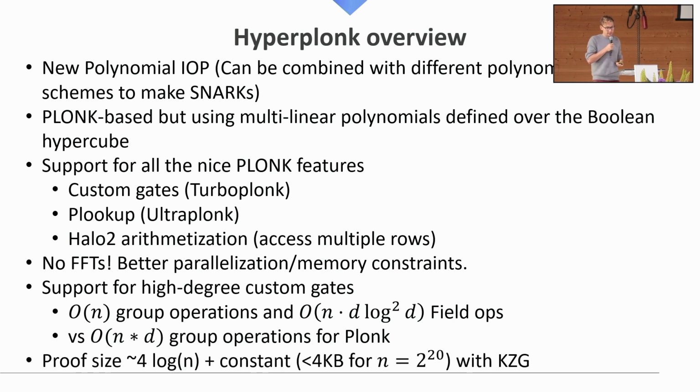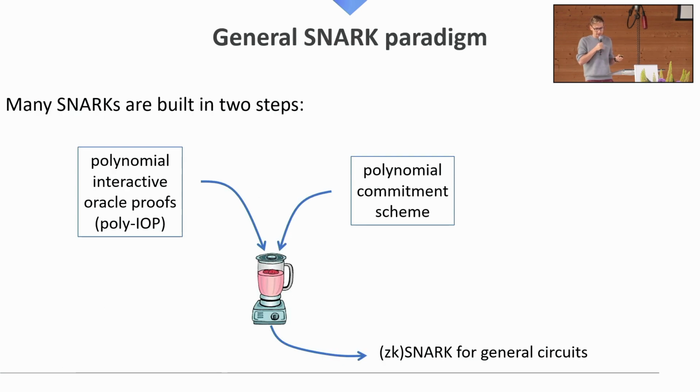And the proof size is a little bit larger than Plonk. Plonk is maybe less than a kilobyte. Oh, it's definitely less than a kilobyte. And for Hyperplonk, the proof size is about 4 log n plus some constant, and roughly it's less than 4 kilobytes if your proof is about 1 million constraints.